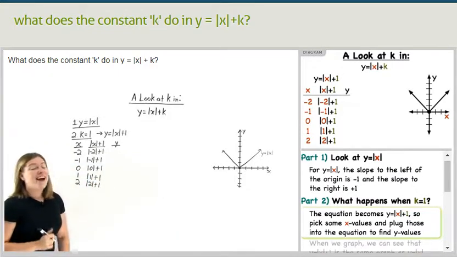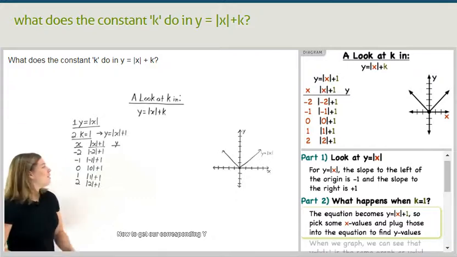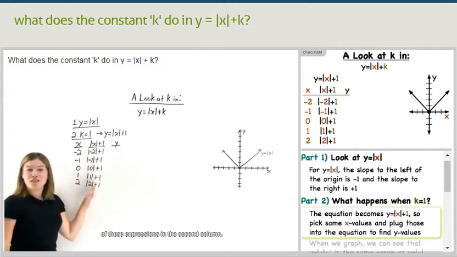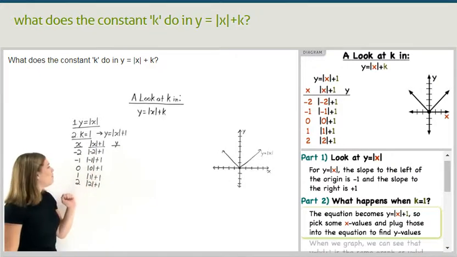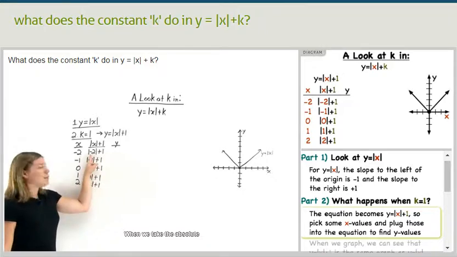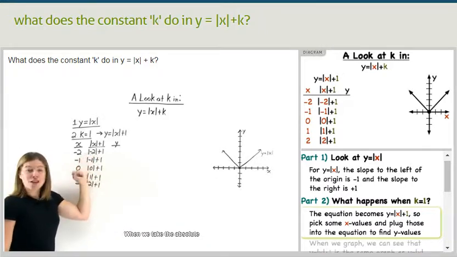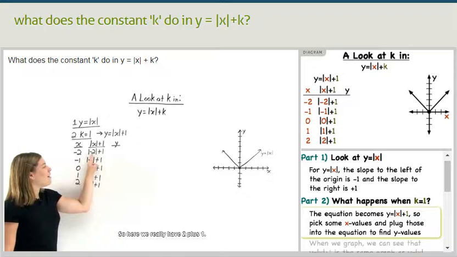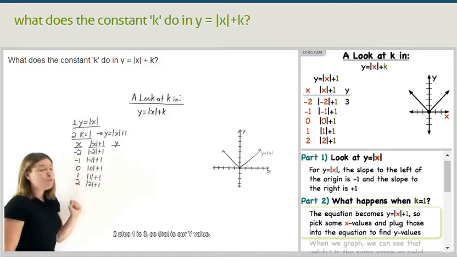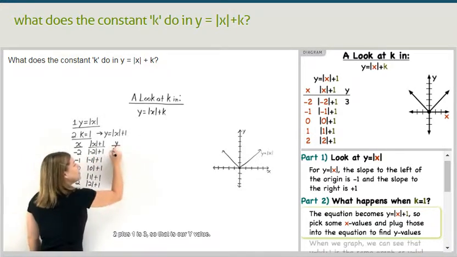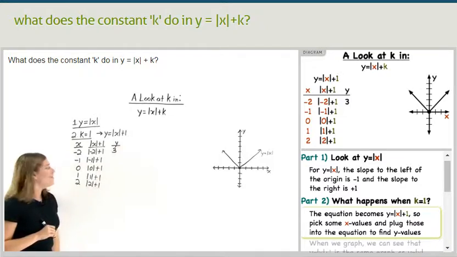Perfect! Now to get our corresponding y values, we need to simplify each of these expressions in the second column. When we take the absolute value of -2, we get 2. So here we really have 2 plus 1. 2 plus 1 is 3. So that is our y value.